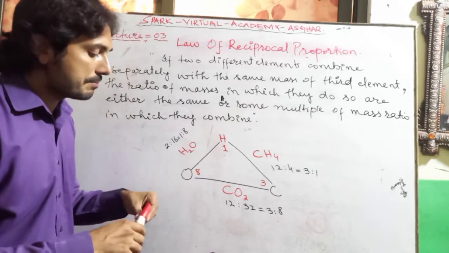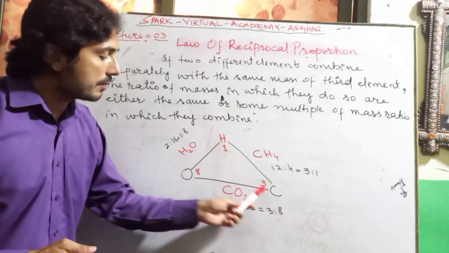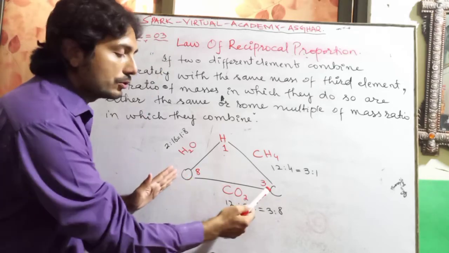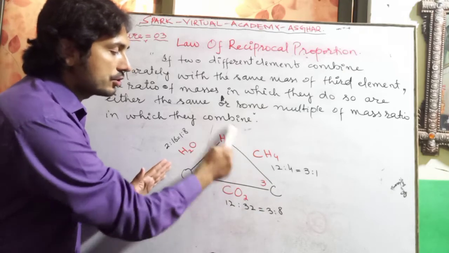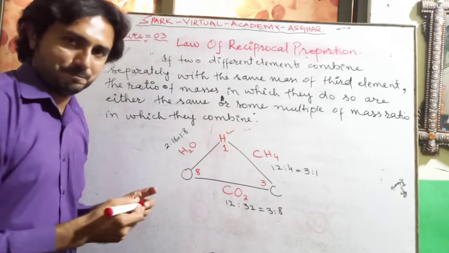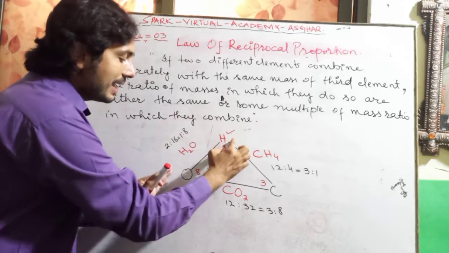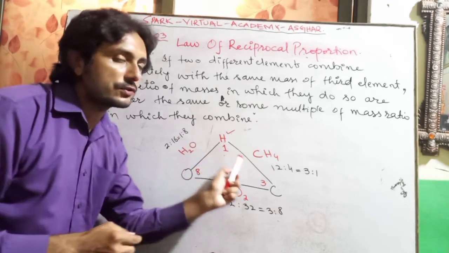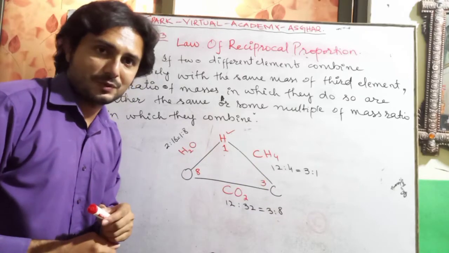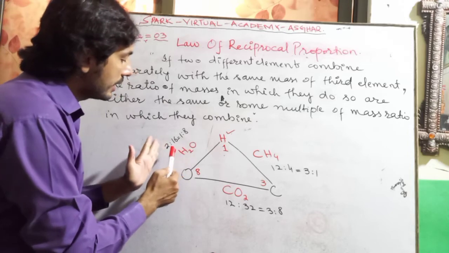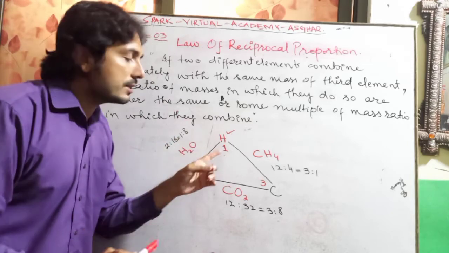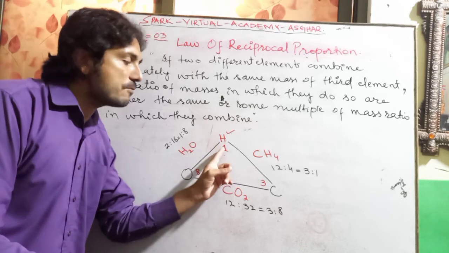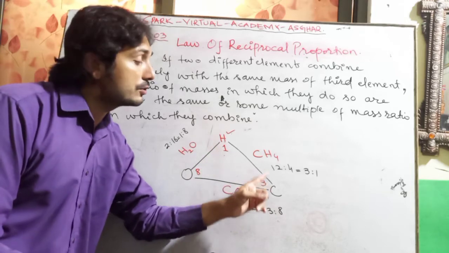We have 3 different elements here, as you can see: hydrogen, carbon and oxygen. Let's take an example. Carbon and oxygen both react with a fixed mass of hydrogen, and the fixed mass of hydrogen here is 1. If hydrogen reacts with oxygen, it forms water, and if the same hydrogen reacts with carbon, it forms methane gas. If we take out the ratios, the ratio here would be 1:8. It means 1 gram of hydrogen reacts with 8 grams of oxygen to form water, and the same 1 gram of hydrogen reacts with 3 grams of carbon to form methane.